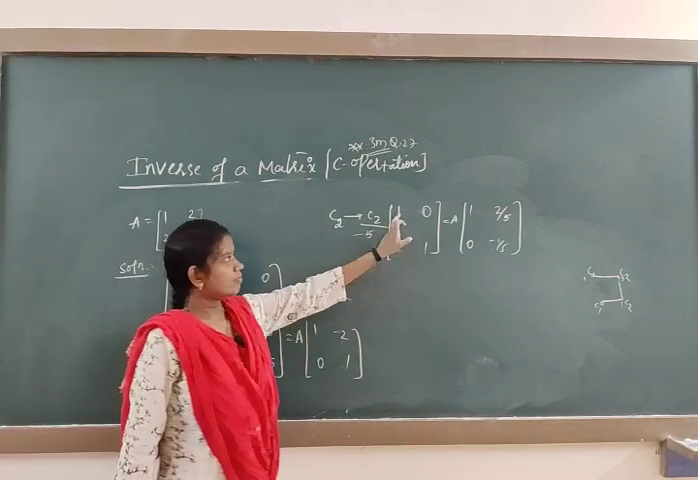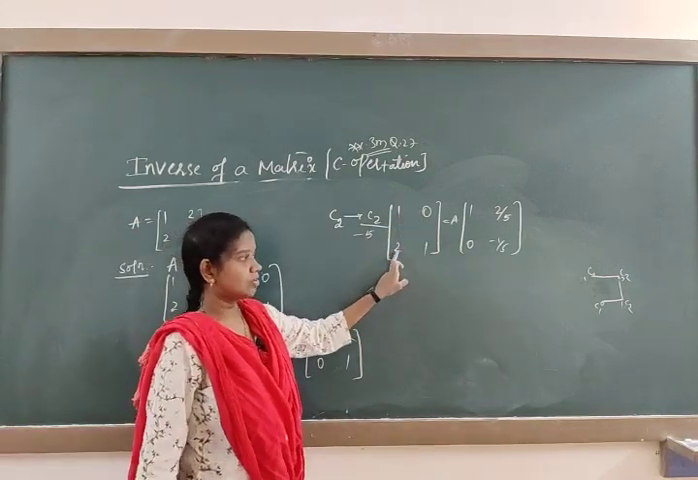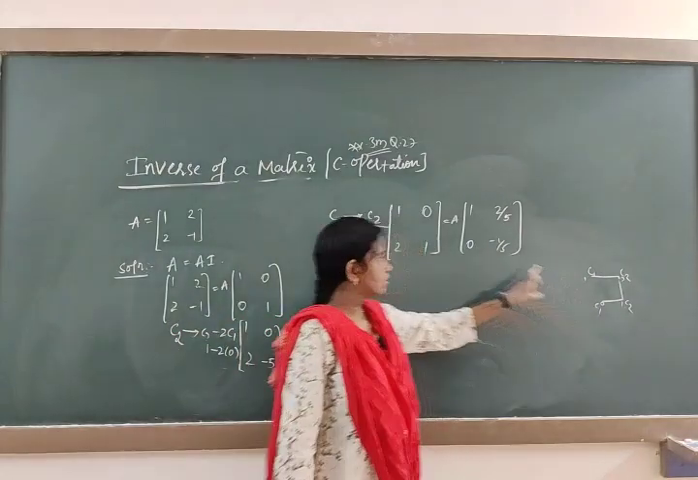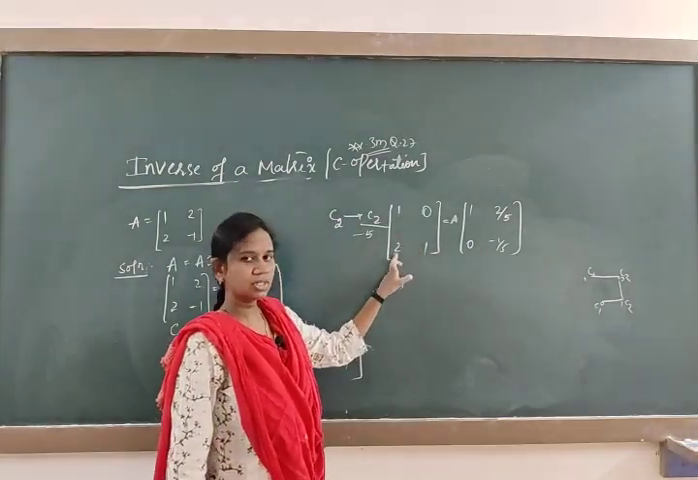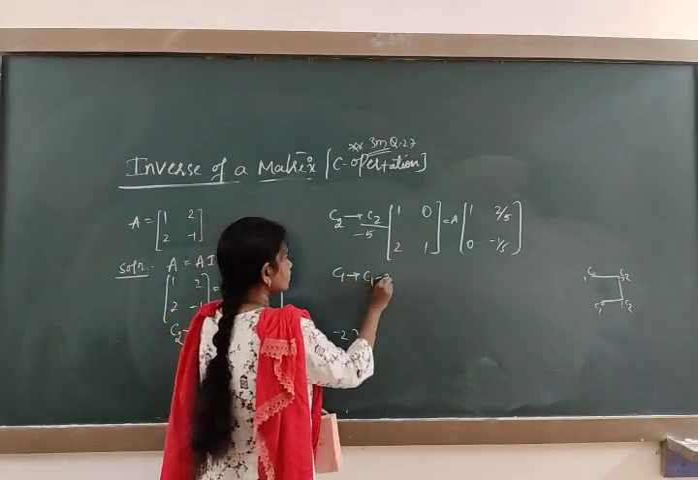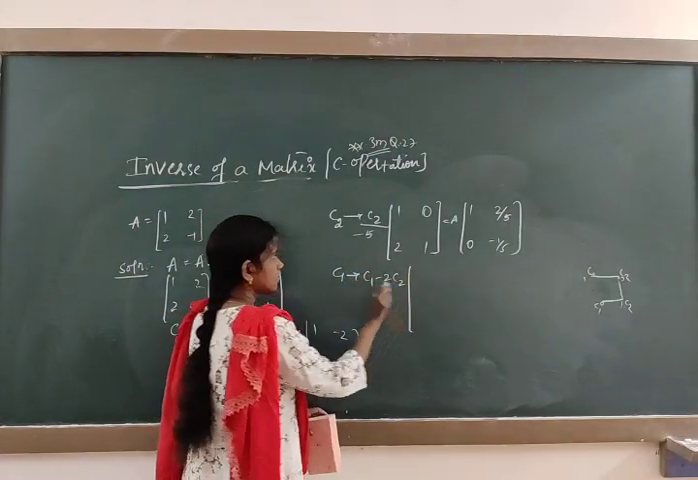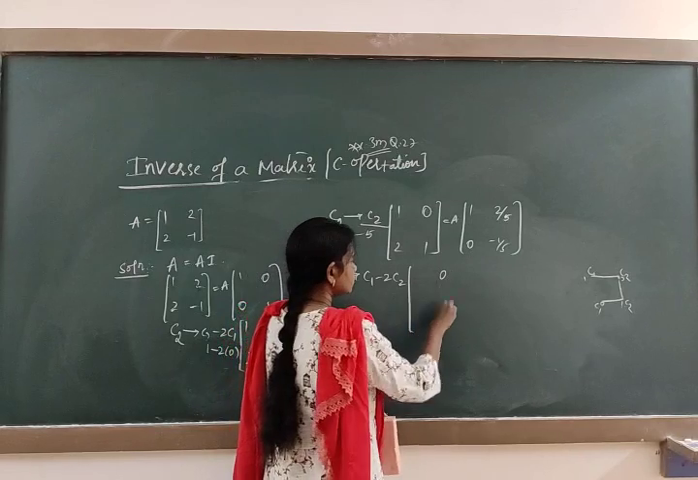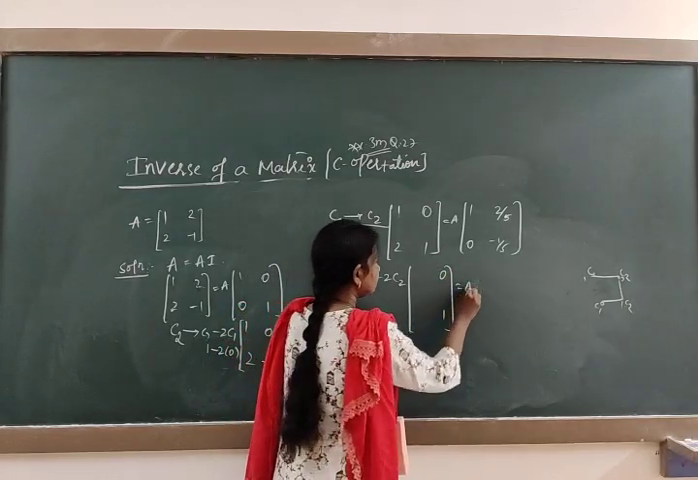Now we have completed 1 0 1, now this should be 0 according to the figure. So here it is a 2, present in C1, so write C1 changes as C1 minus 2 C2. We are changing C1, so write the C2 values the same.